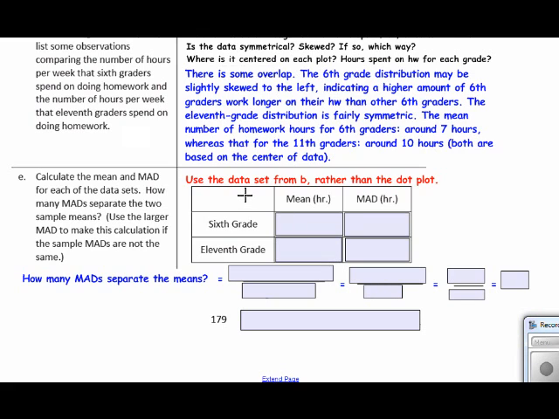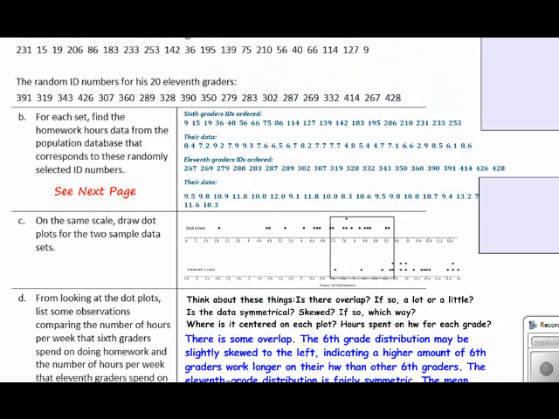You'll want to use the data set from B rather than from the dot plot. The numbers are easier to read here than they are from the dot plot. So the first thing that we want to do is to calculate the mean. So we're going to add up all of those numbers spent on homework and then divide by how many data points there are.